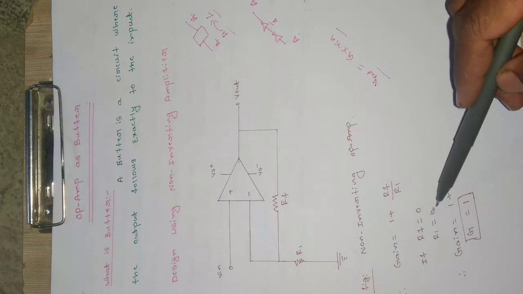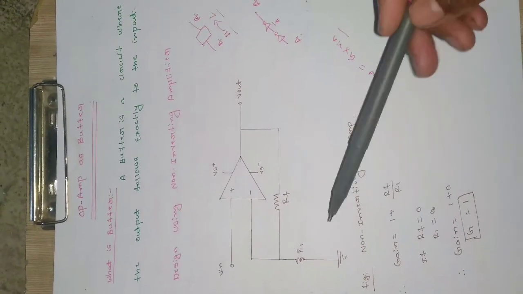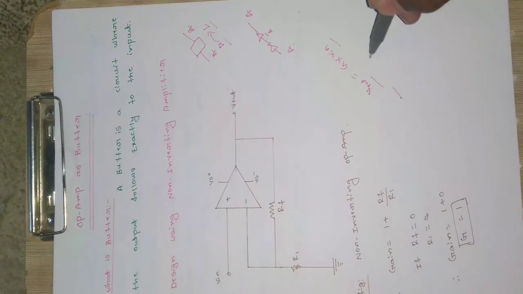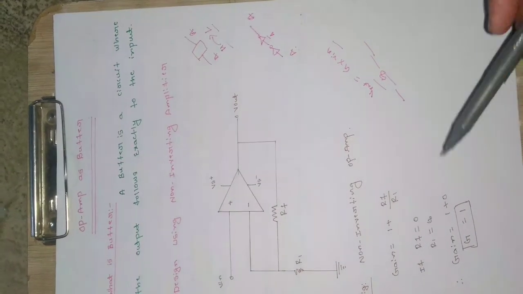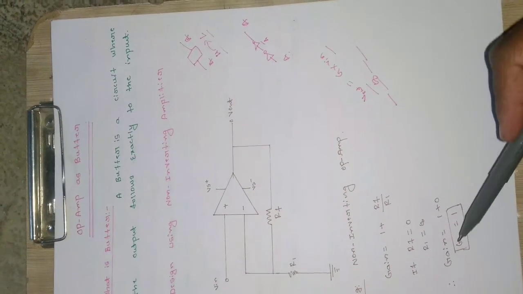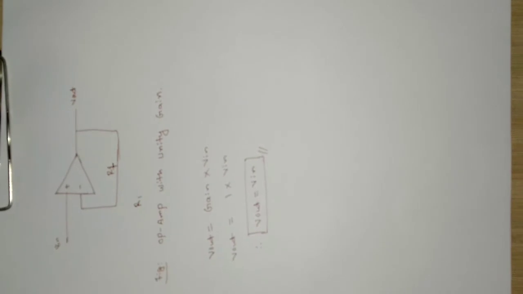and R1 value equal to infinite. So I will not put R1 at all. It means it is an open circuit here. If something is an open circuit, then it means there is infinite resistance in between. Okay, so when we put Rf equal to 0, 0 by infinite will be 0, so gain will be equal to 1. So we have got gain equal to 1.